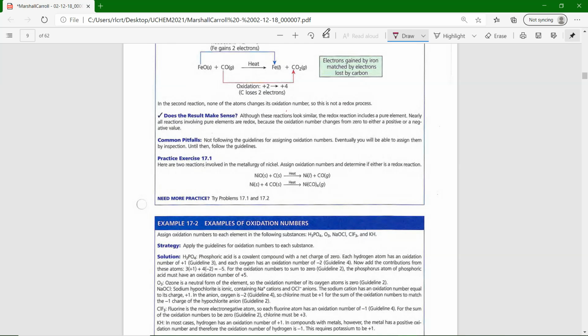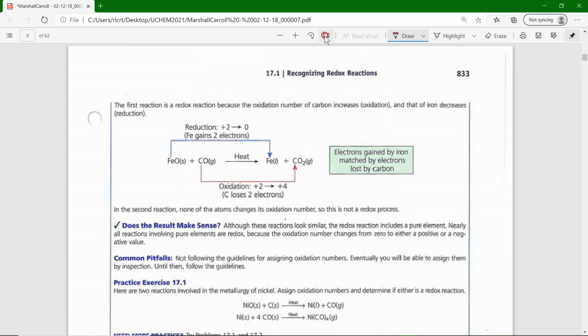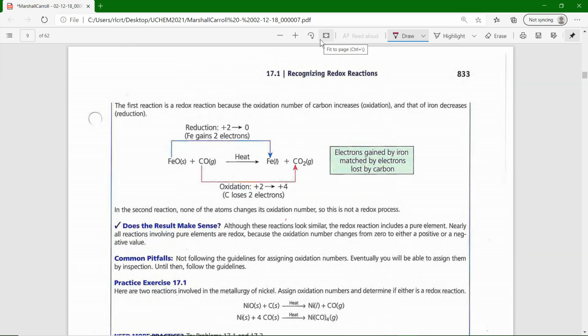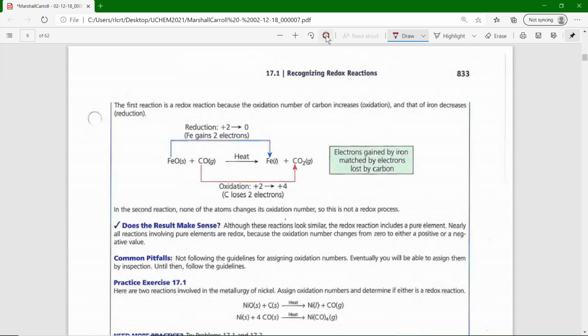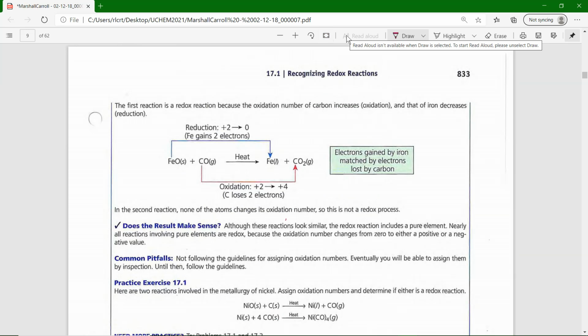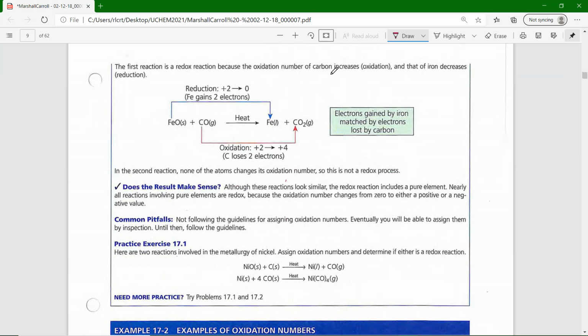Oops, sorry. Fit to page. No, I don't want that. I want to make it larger. Well, that's as large as it's going to go. That's okay. That's large enough for us, right?